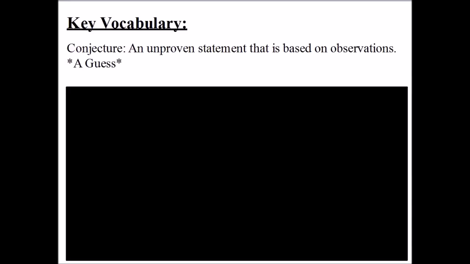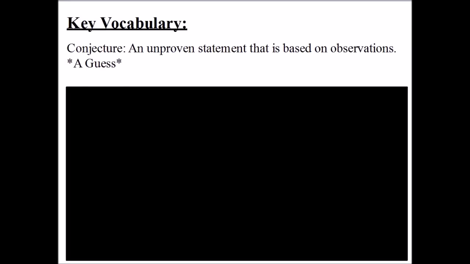Anyway, key vocabulary. You only have 3 that you need to worry about for this section. The first one is a conjecture. A conjecture is an unproven statement that is based on observation. It's basically a guess. If I say something like, it was raining Monday, Tuesday, Wednesday, my conjecture would be, well, it's probably going to rain on Thursday.